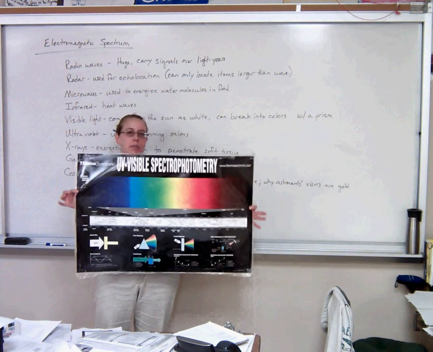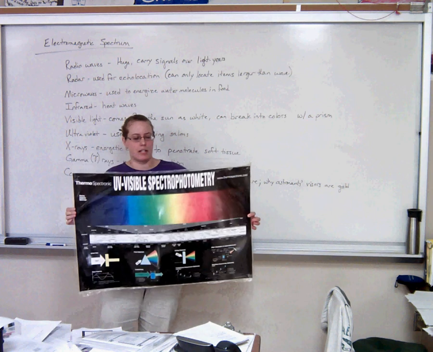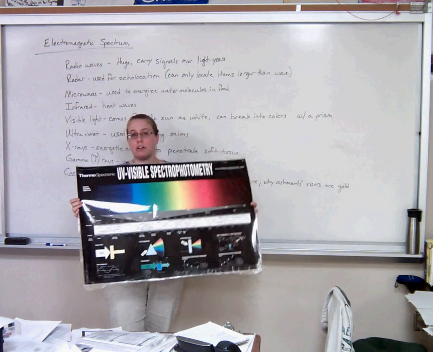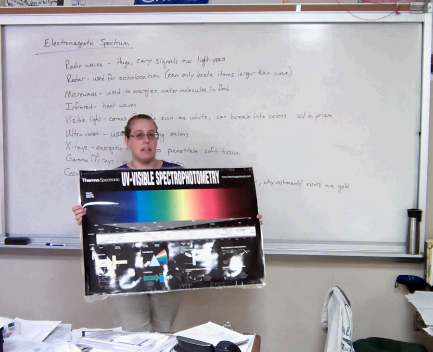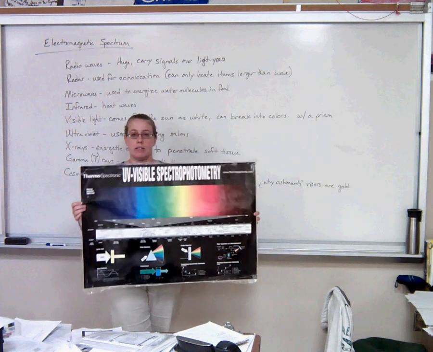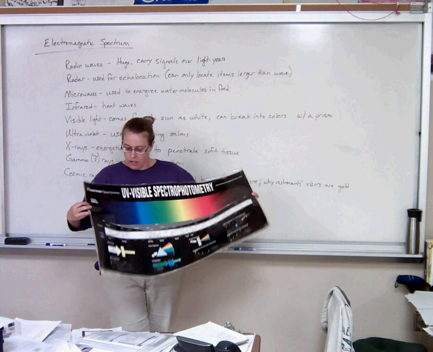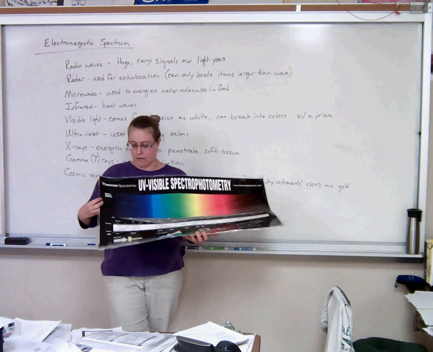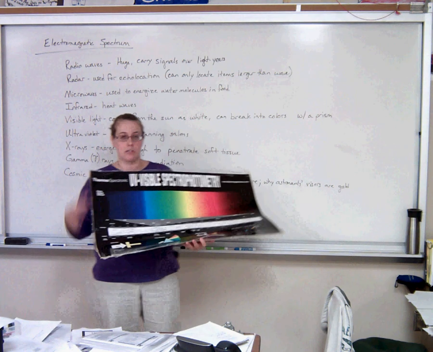This poster, which is usually hanging on my wall over on the left-hand side, is a poster of the electromagnetic spectrum. This represents all the different kinds of light waves that are available, and the sun emits pretty much all of these waves. So on the electromagnetic spectrum, the waves are broken down by wavelength, which also correlates to frequency, as you saw in the last video.